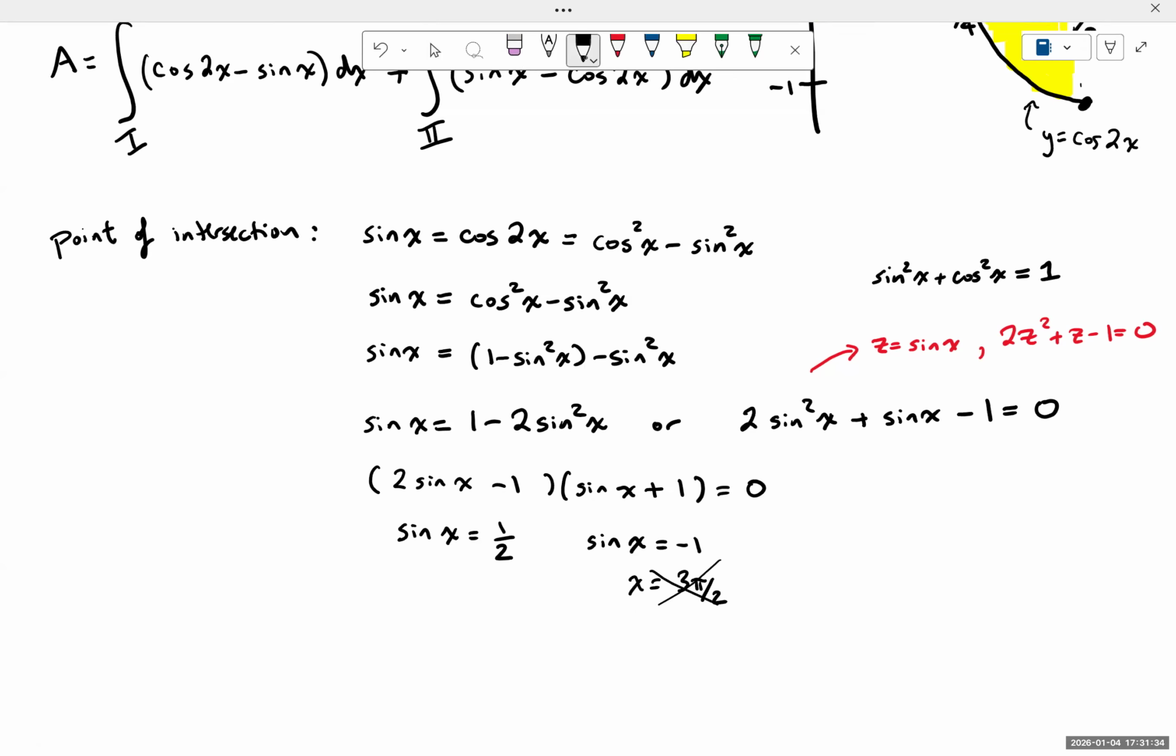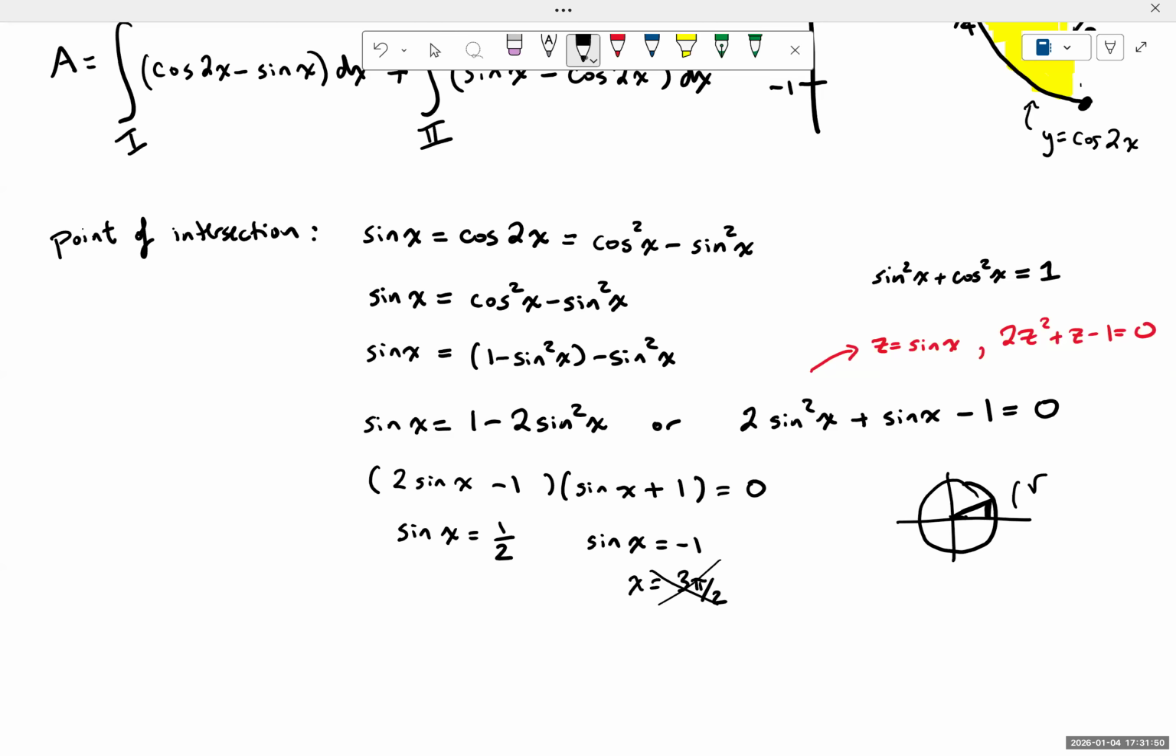Sine x equals 1/2. Who's that? Sine is the y coordinate. No, sine is the y coordinate. See, I have to be careful. Sine is the y coordinate. It's smaller than the x coordinate. So this is what we want.